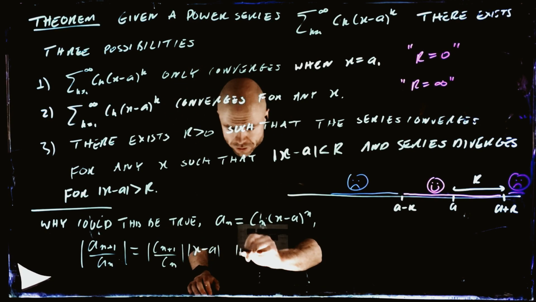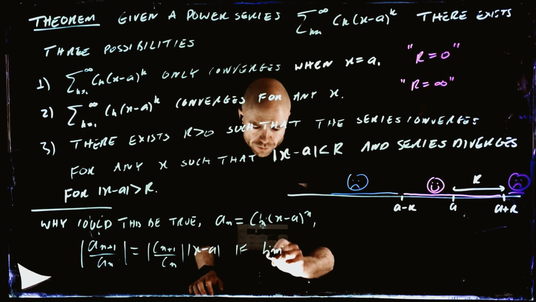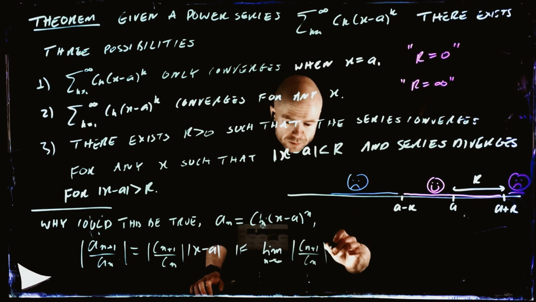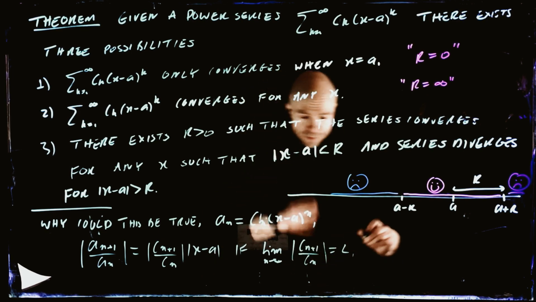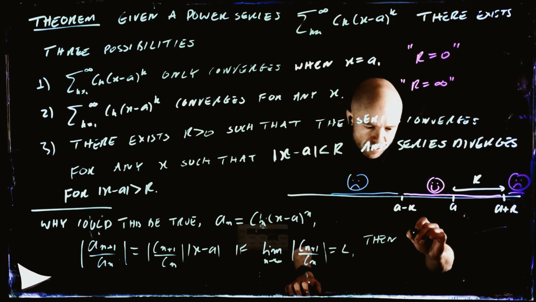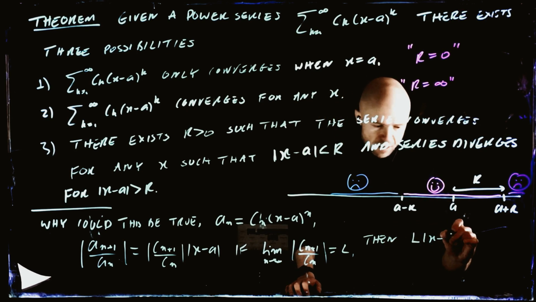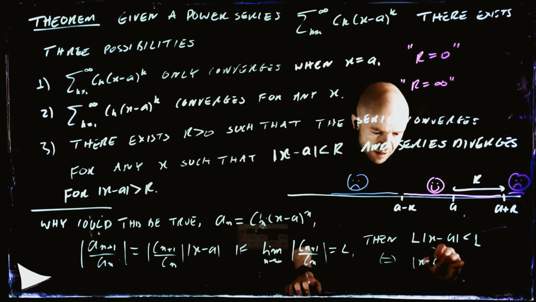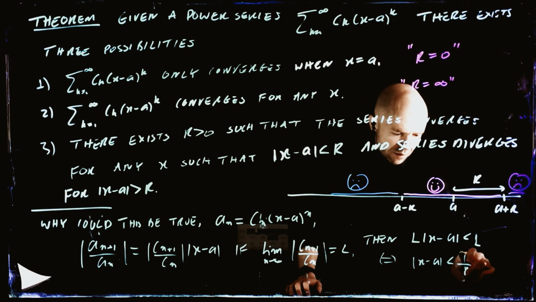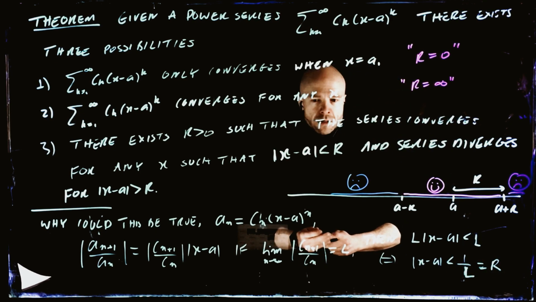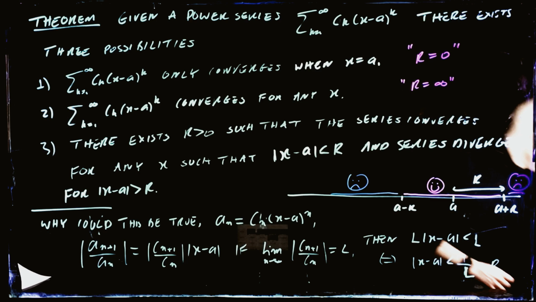So, if the limit as n goes to infinity of these terms, c_(n+1) over c_n, existed, if it was some number L, then we have convergence if L times |x minus a| is less than 1, right? Which is equivalent to saying that |x minus a| is less than 1 over L, and that thing is the number R.